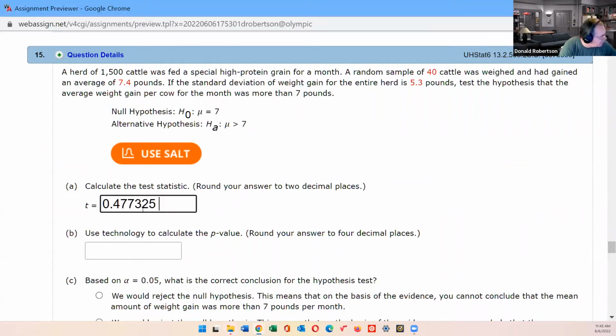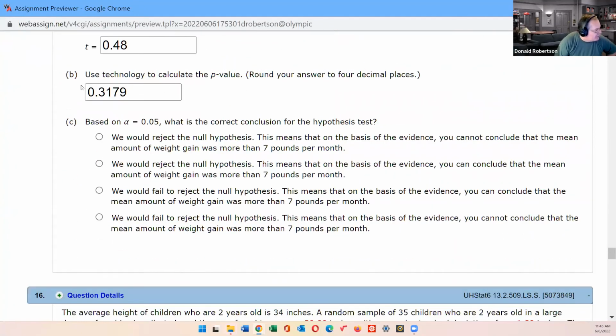There's the test statistic to 2 decimal places. And using technology is basically using SALT. And 4 decimal places, 1, 2, 3, that one becomes a 9. Okay. Now, is this p-value less than 0.05? No. So that means then we'd fail to reject the null, right?